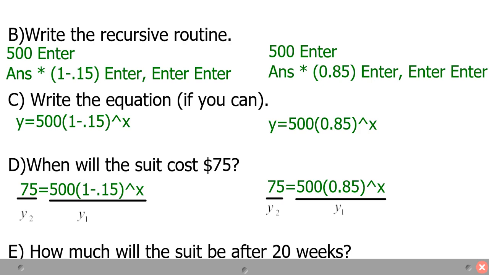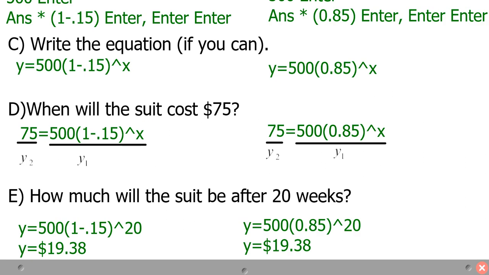Now we had one more question saying, how much will the suit be after 20 weeks? So if we think about our equations, our weeks, that was our explanatory variable, right, in terms of x. So if I know the number of weeks, I should be able to calculate the price just by doing a quick substitution. So if I put 20 in for x and do my calculations, I should end up with $19.38.